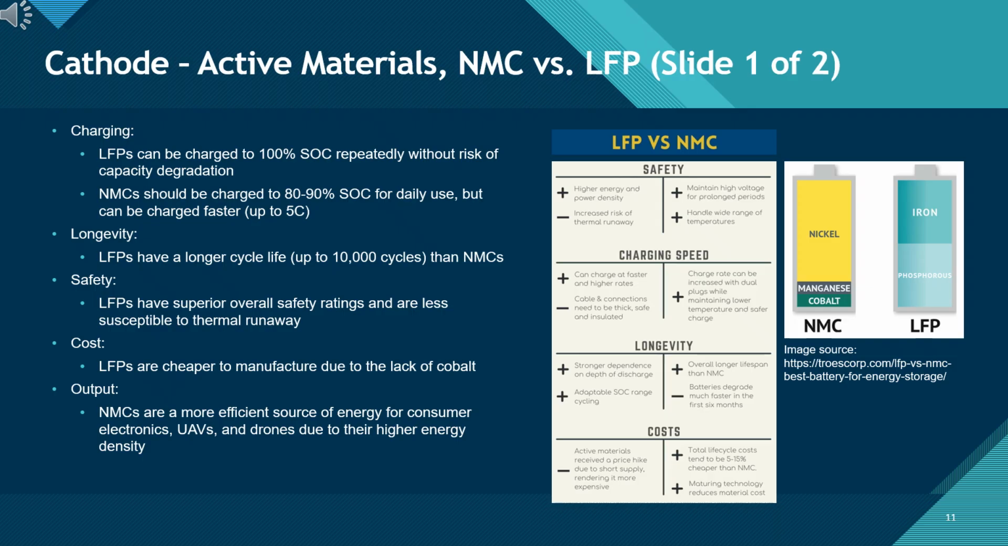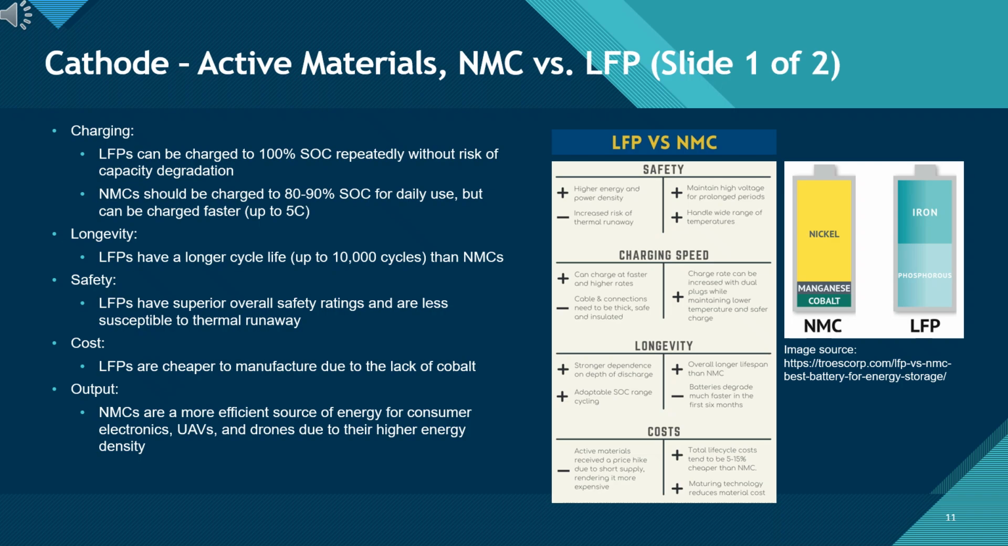Next, consider safety and cost. As we discussed, LFP has superior safety ratings and is less susceptible to thermal runaway. It is also generally cheaper to manufacture because it doesn't require cobalt, which is an expensive and scarce material. However, NMC wins on output. Because of its higher energy density, NMC is more efficient for applications that require both light weight and power, such as consumer electronics and drones.